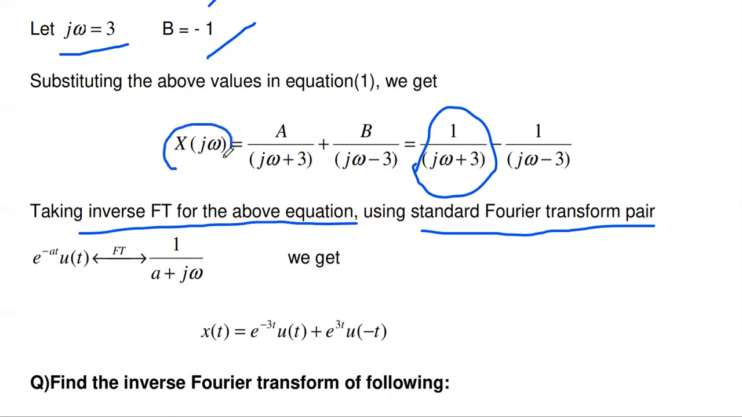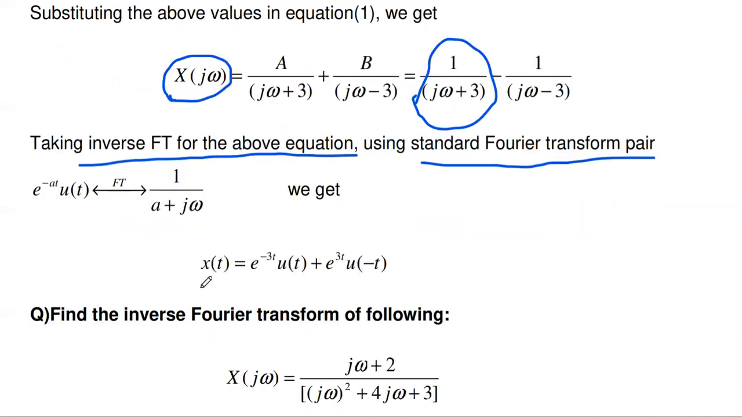What is the inverse Fourier transform of capital X of j omega? It is simply written as x of t. Then, what is the inverse Fourier transform of the first term, 1 by (j omega plus 3)? e power minus 3t u of t, where in the place of a we have 3. Then minus 1 by (j omega minus 3): this is the Fourier transform of the signal e power 3t into u of minus t. e power minus a t u of t has the Fourier transform 1 by (a plus j omega). Similarly, e power a t u of minus t has the Fourier transform minus 1 by (j omega minus a), or otherwise 1 by (a minus j omega). So this is the answer.